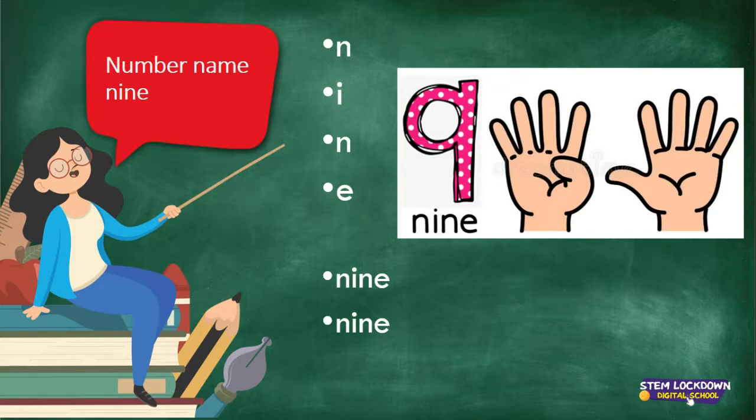There we go. So there it's showing us number 9, the number name 9, and 9 fingers. All right. So let me tell you something very interesting. If a word ends with an E, and there is also an E inside, the E changes to I. Okay, so let's go and have a look.